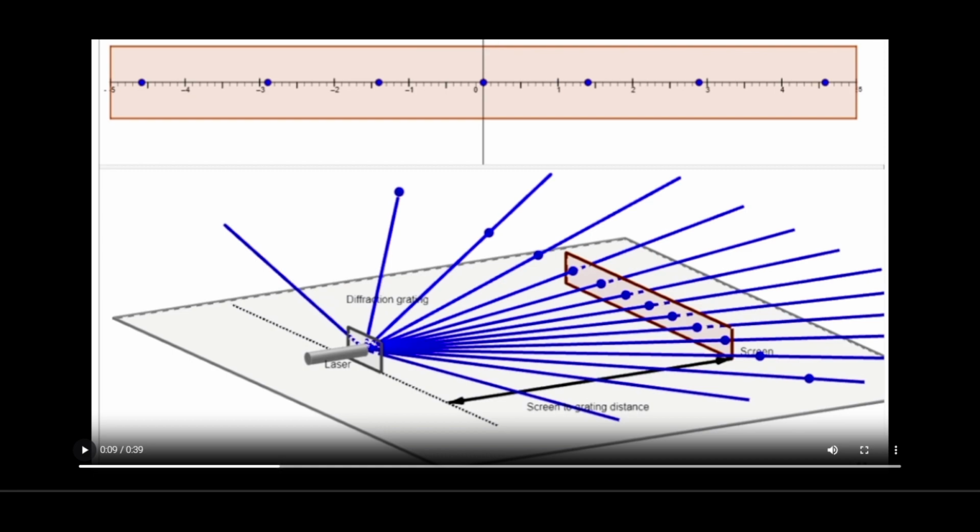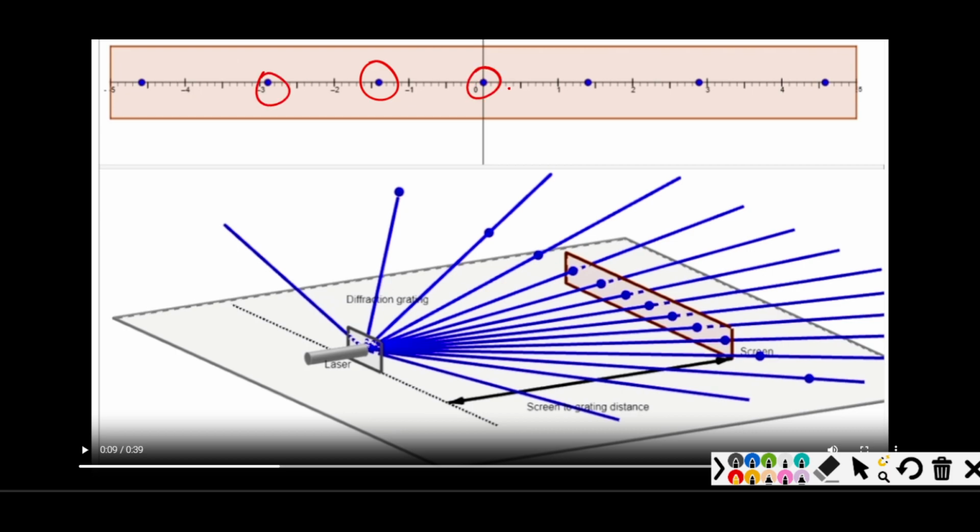Now let's see where those orders are and how we can simplify and visualize them. So this is the screen where we're seeing them. There will always be a central bright fringe, bright order, which is at this point, which is actually order 0. So this is n equal to 0. On the other side, this is n equals 1. This is n equals 1. This will be n1, this will be n1. And the further you move away, this will be n2.